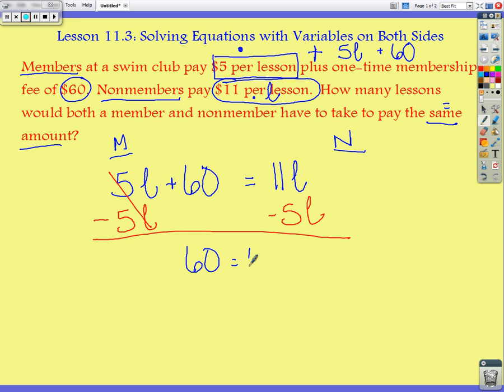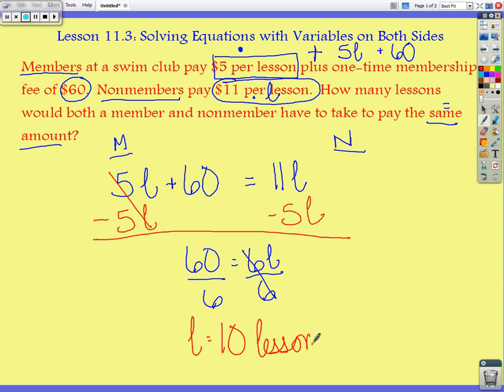That gives me 6L. I will now divide both sides by 6 because I want to get rid of that 6, and that says times. The opposite of multiplying by 6 is divide by 6, and I have L is left with 10. Oops, not $10, 10 lessons, excuse me. So how many lessons would I have taken? That's 10 lessons.